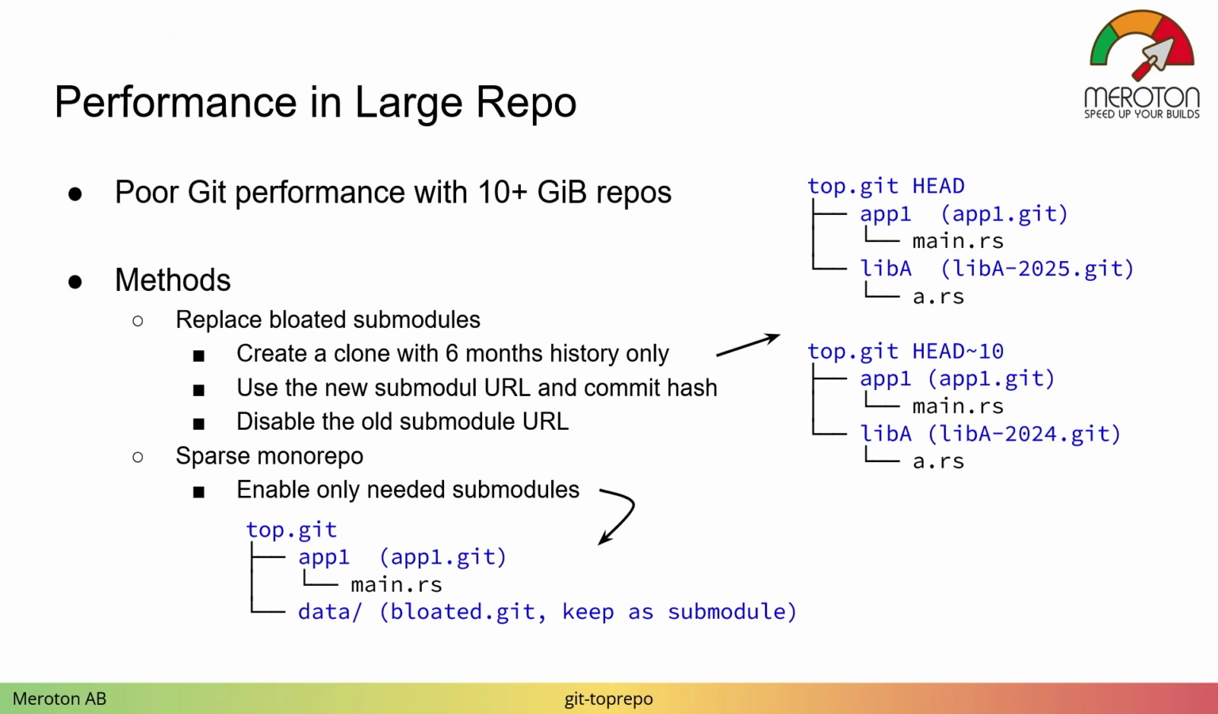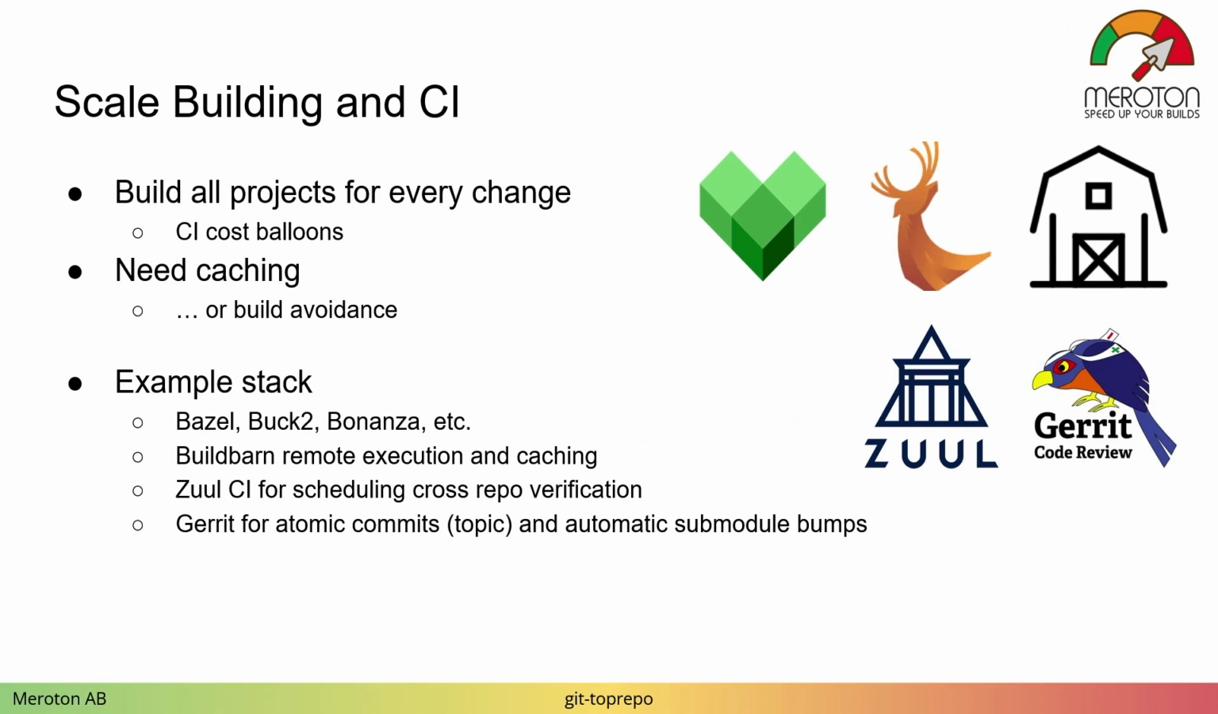Poor Git performance, well, down here, just remove that bloated repository in the configuration. Say, I don't want to include it in the monorepo, I keep it as a submodule. Or here I'm just replacing the submodule with one that has less history, with lib.a from 2025 instead of lib.a 2024. You need to have a build system that scales, so, well, Bazel, Buck, Bonanza, BuildBarn remote execution, Zuul CI, etc.